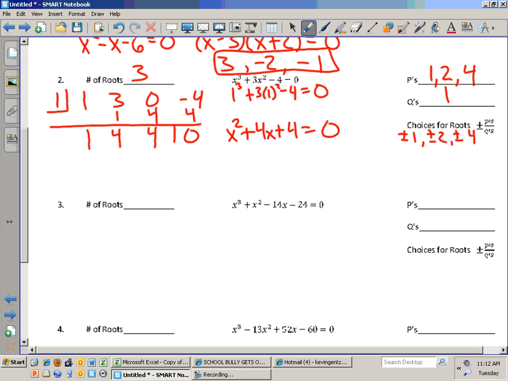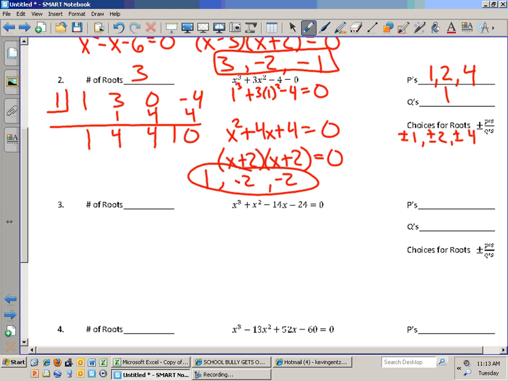Does that factor? What does it factor to? x plus 2 times x plus 2. So what are my other two solutions? -2 and -2. And my original solution was 1. So my three solutions are 1, -2, and -2. And now we found all three.